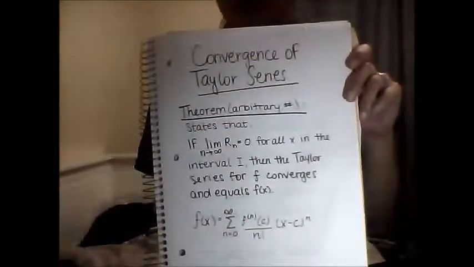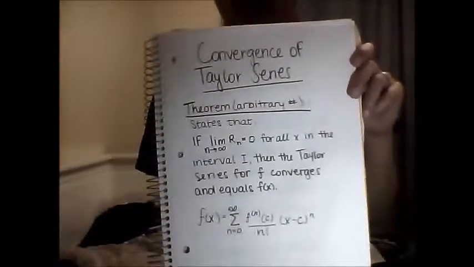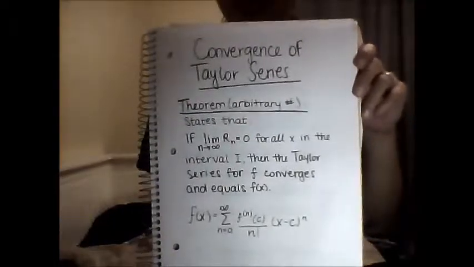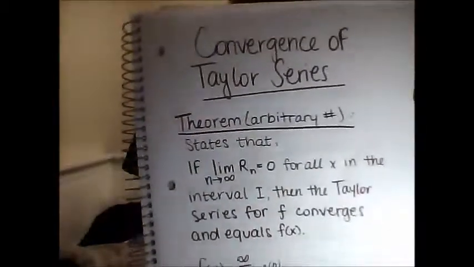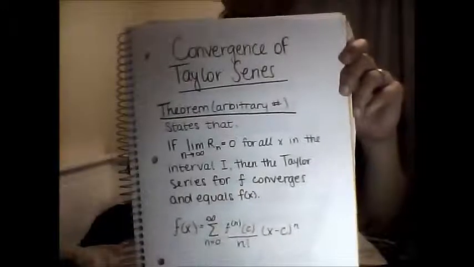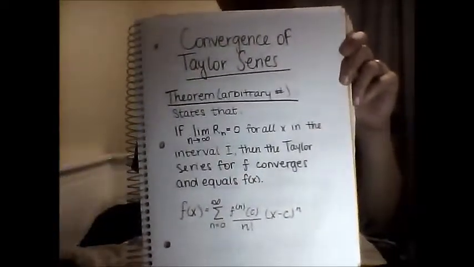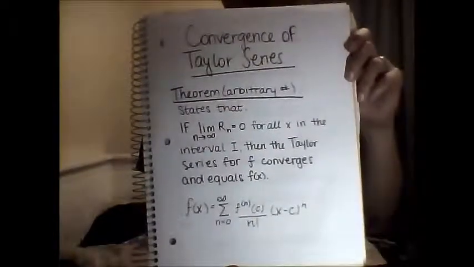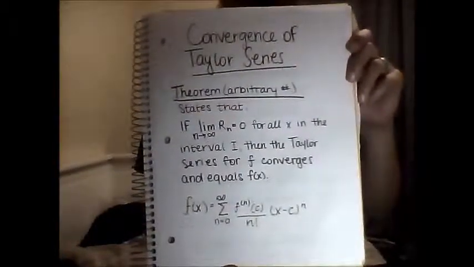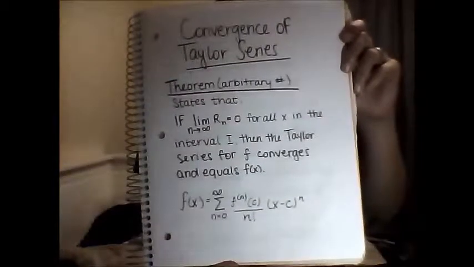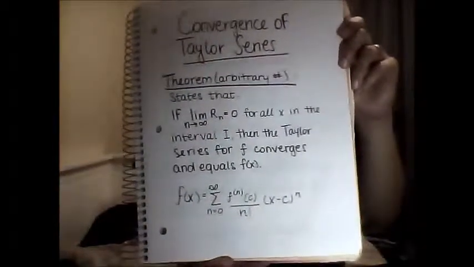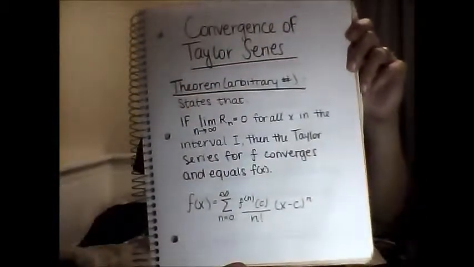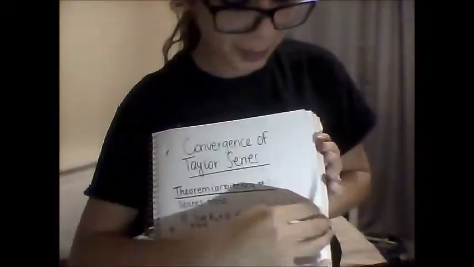Anyway, so basically to find out if a Taylor series converges, we have to look at the theorem. It states that if the limit as n approaches infinity of your remainder is equal to 0 for all x in the interval I, then the Taylor series for f converges and equals f of x. Again, f of x is equal to your summation of f to the nth power of c over n factorial times x minus c to the nth power.